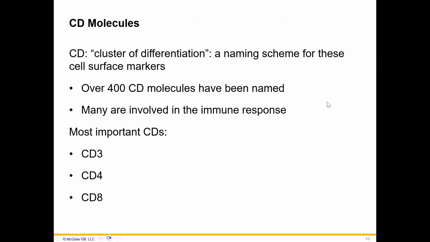CD molecules. CD stands for cluster of differentiation. So these are really important markers in immunity. And when we say CD, this is basically just a naming scheme for many of the cell surface molecules. There are more than 400 different CD molecules that have been named, and many of them are involved in the immune response. Some of the important ones are CD3, CD4, and CD8, and you'll see their names coming up as we continue through this.